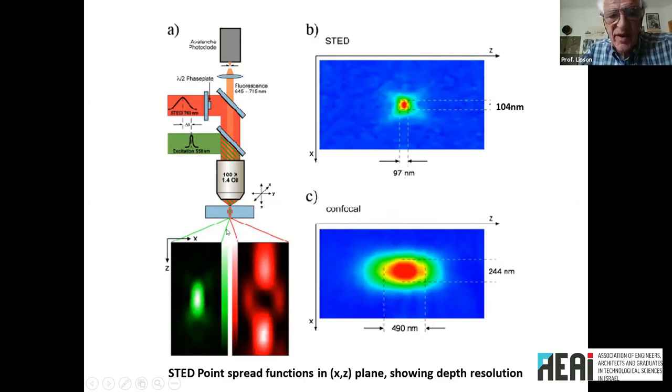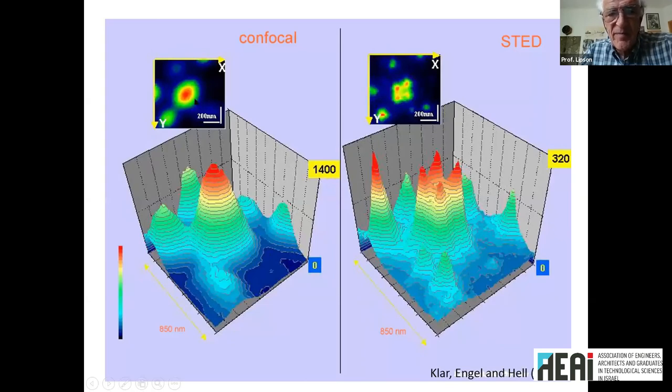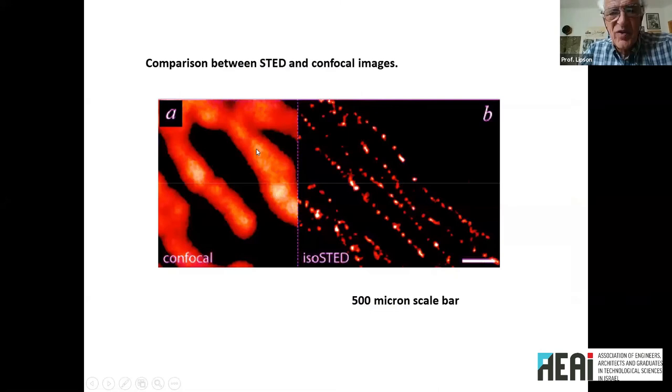This is just a picture of some, I don't see actually what it exactly is, but you can see that this disk here, which is unresolved in the confocal microscope, is resolved into four points in the STED microscope. And these were some of the initial results published. Not so initial, no, these are later ones, 2010. This is a better picture which shows us really what the thing looked like.